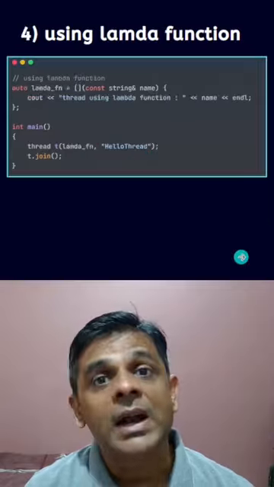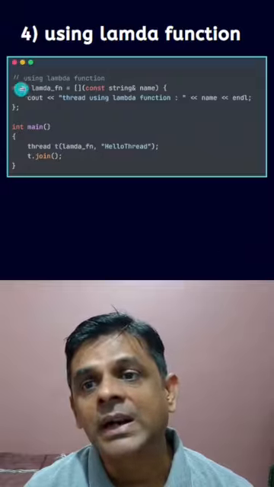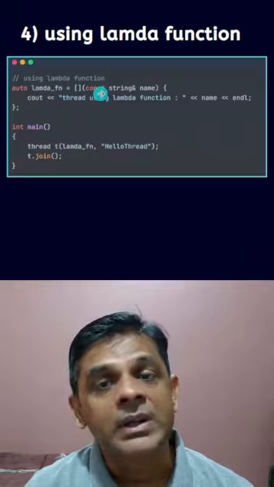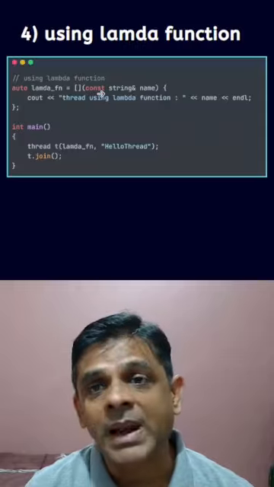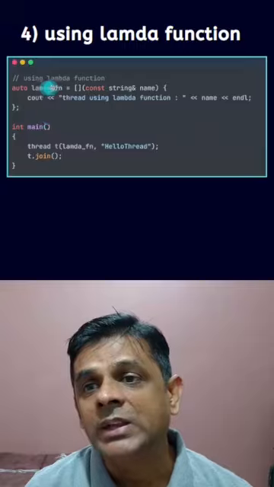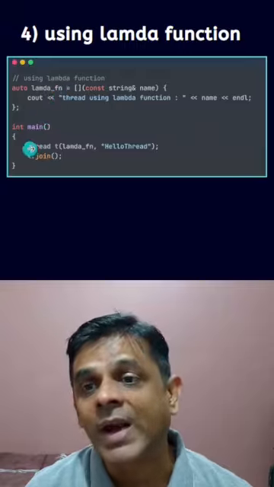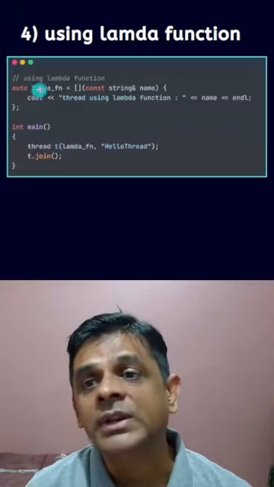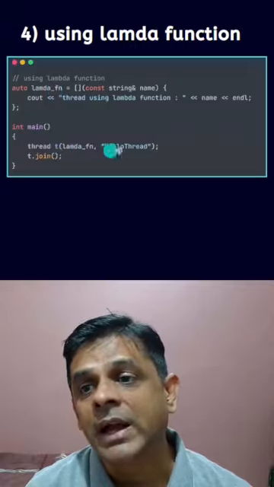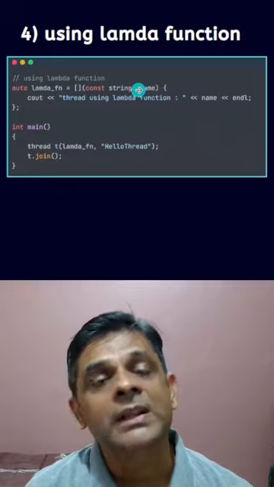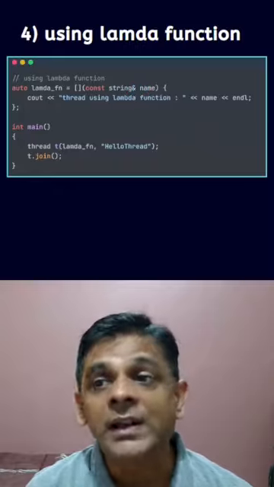Another way is using a lambda function. That means we create a lambda function with a string parameter. Consider this is the sample lambda function with the string parameter, and this lambda function is behaving as a thread function. So while creating an object of this thread, we just need to pass this lambda function and pass this argument here. In this way we can also create a thread.